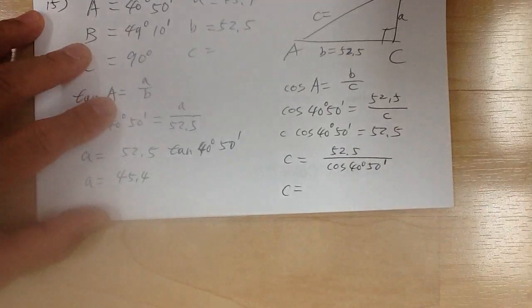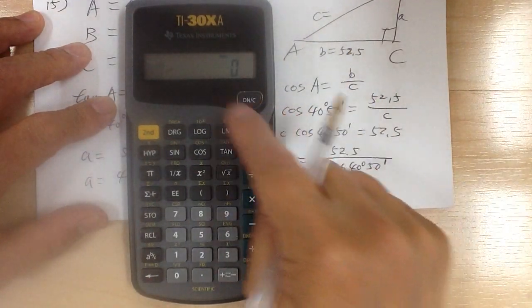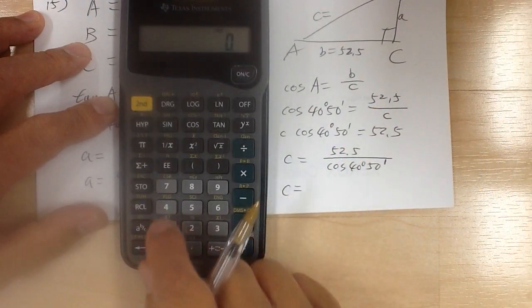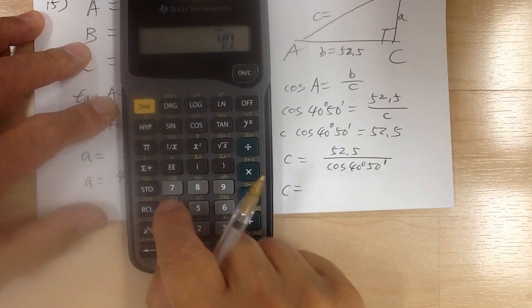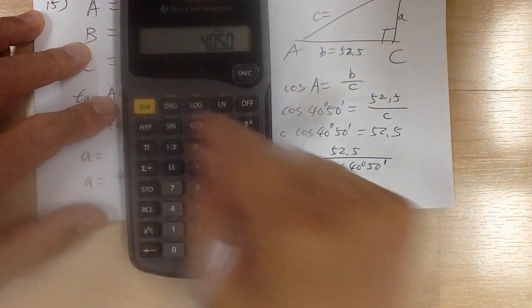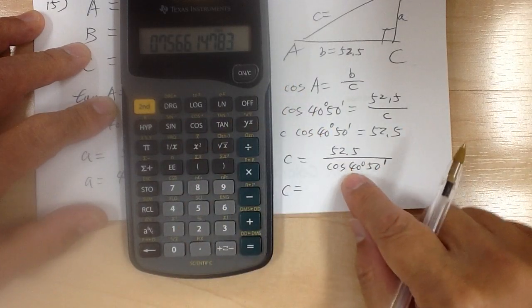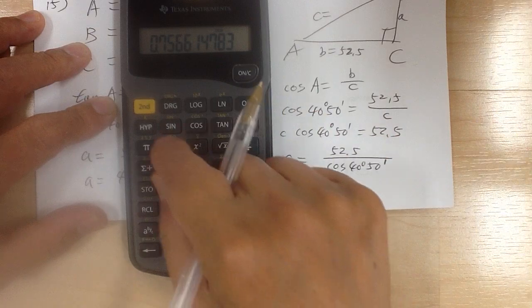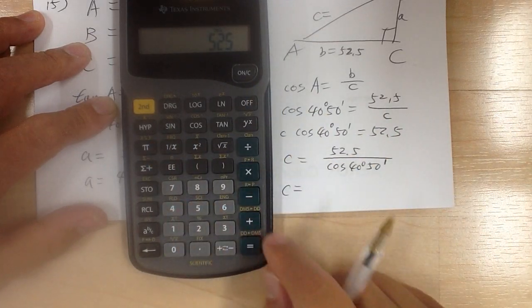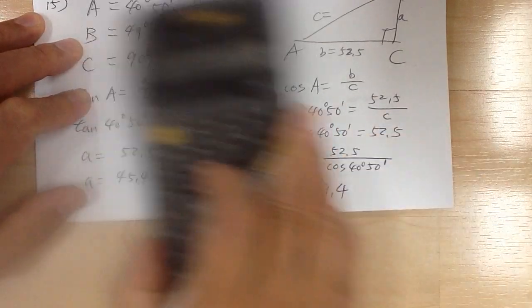Okay, so again, this is going to be a reciprocal thing, so it's going to be complicated. That's one thing I don't like about the TI. When you have this kind of situation, you have to go backward. Okay, so you got 40.50. Again, you have to convert to decimal degree. Then you take the cosine of that, and since this is on the bottom, you have to do the reciprocal, 1 over that, times it by 52.5, equal. So you get 69.4. Okay.